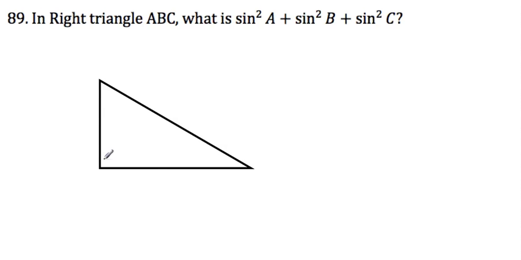So assume that this is the right angle. Let us assume that C is the right angle, and this is A and this is B. Notice the sine of C here is equal to 1. We know that because it's a 90-degree angle.